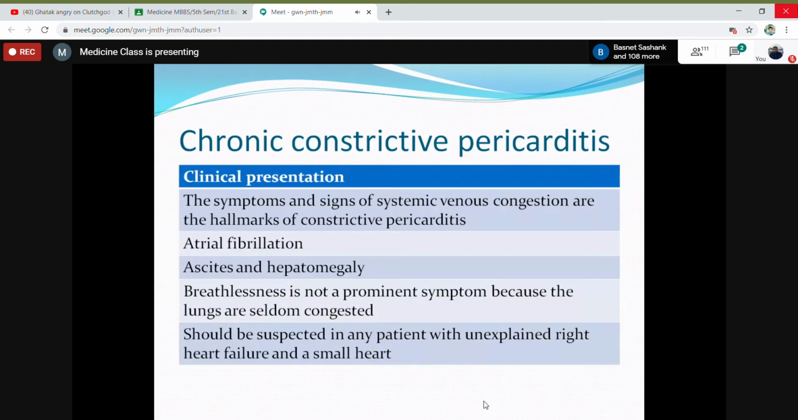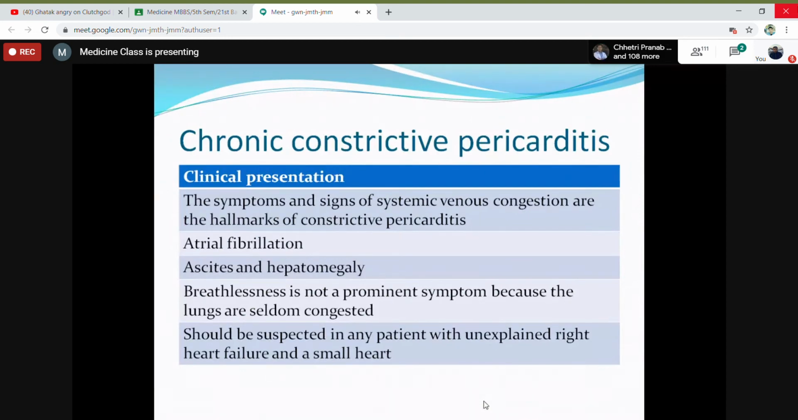So what are the clinical features then? The symptoms and signs of systemic venous congestion may be there, which is the hallmark of constrictive pericarditis. The patient may also present with atrial fibrillation, and presentation with ascites and hepatomegaly may confuse us with some liver problems. We may be thinking that the patient has chronic liver disease, and we may be investigating the patient in the line of chronic liver disease.